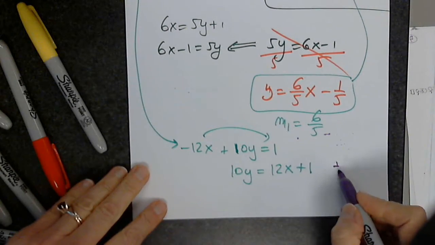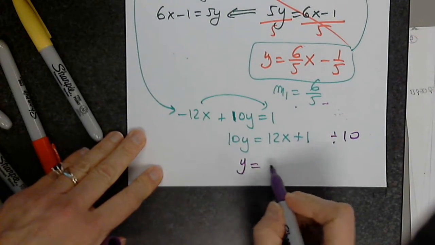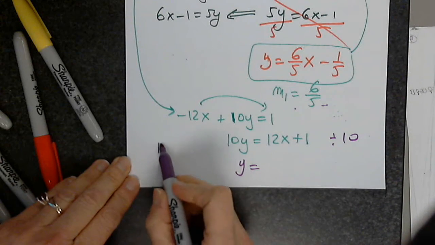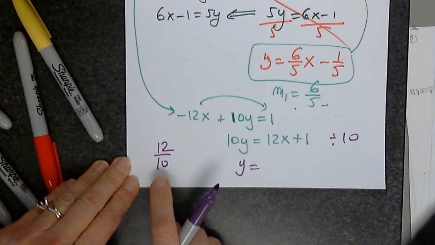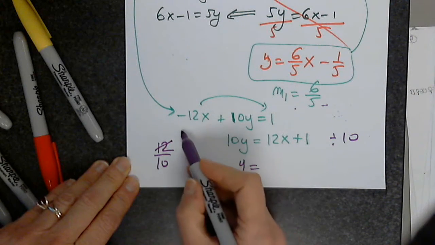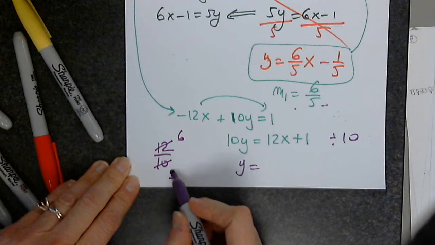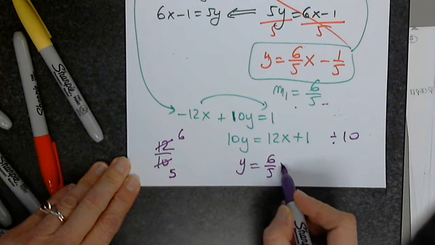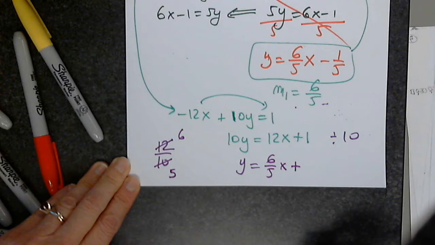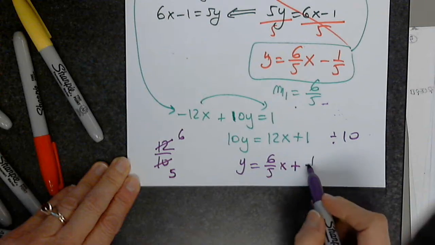So divide by 10, so I have y equals 12 divided by 10. I will simplify by 2. 12 divided by 2 is 6. 10 divided by 2 is 5. So then what do I write? 6/5 x plus, I'm dividing by 10, so it's 1 over 10.